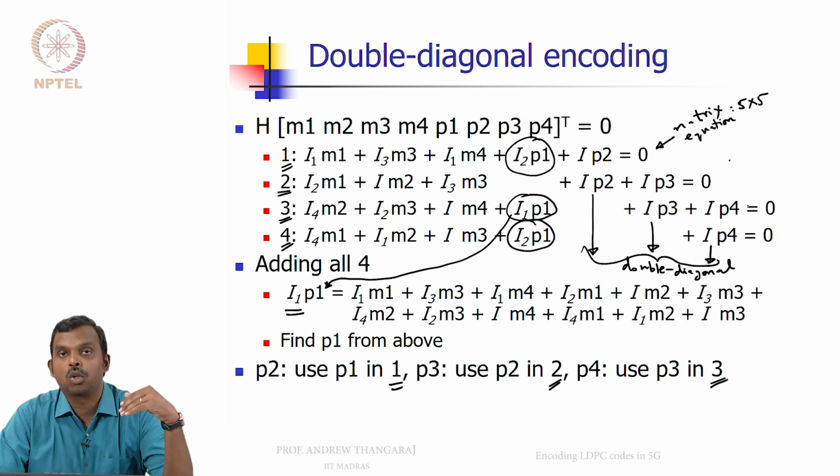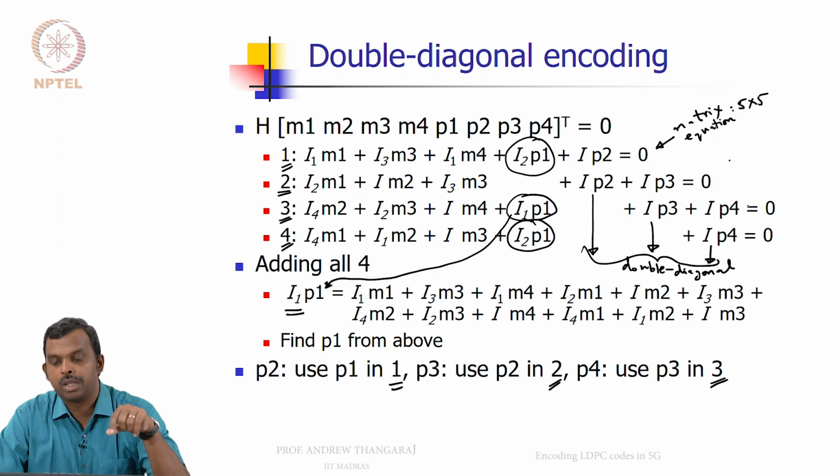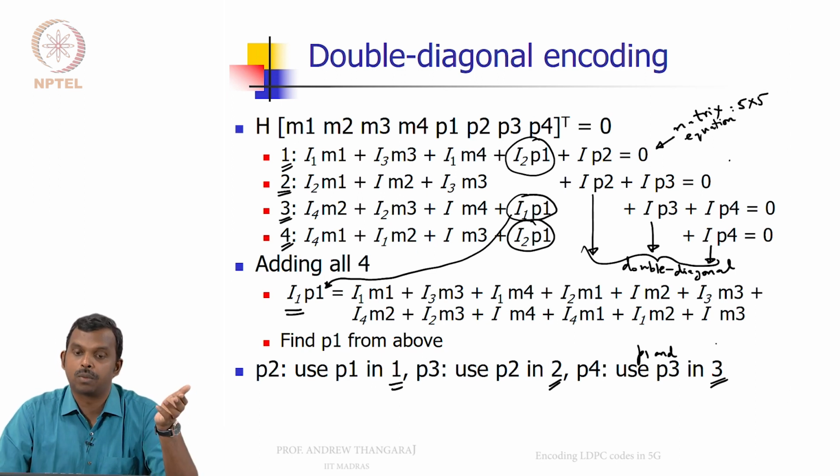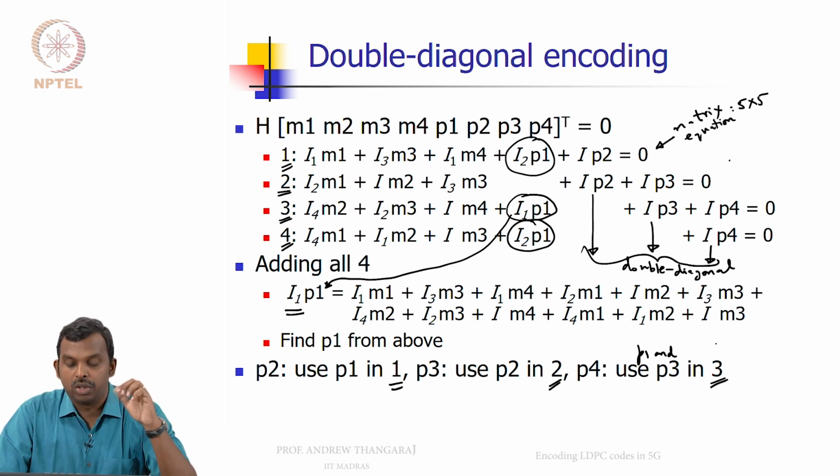You add the 4 block rows, you find P1, and then you use P1 in the first block row equation, you get P2, and likewise you use P2 in the second block row equation, you get P3. Then you use, I guess, P1 and P3 in the third block row to get P4. That's the way this whole thing proceeds. Hopefully this is clear to you.